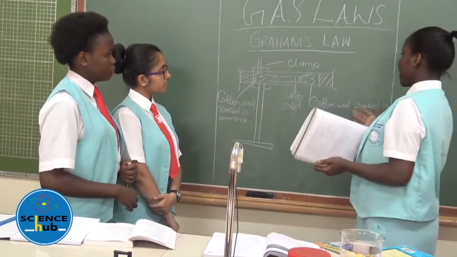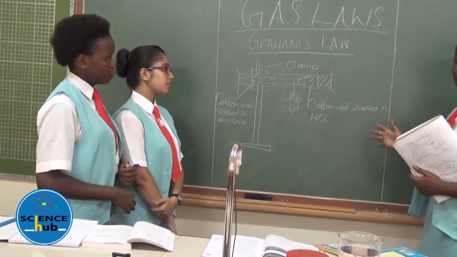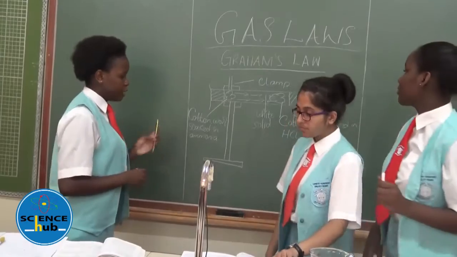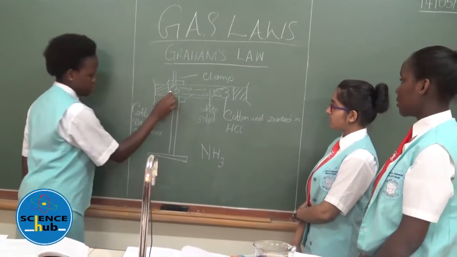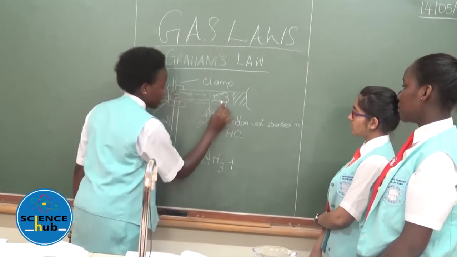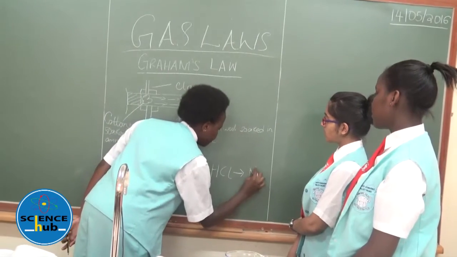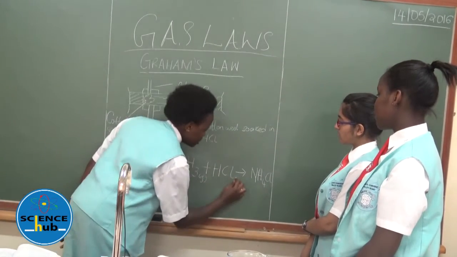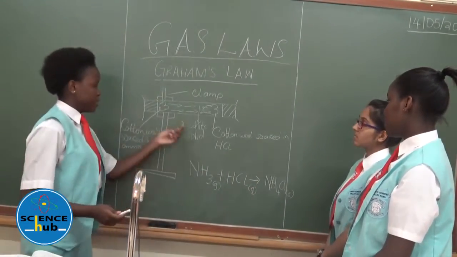So, as we are saying, this one diffused at a slower rate than ammonia. We can say it is denser than ammonia. And the white solid that will be formed is called ammonium chloride. Because the reaction will be: this is soaked in ammonia solution, so it will release ammonia gas. So the ammonia gas will react with hydrogen chloride from the hydrochloric acid to form ammonium chloride. And we put the state symbols. And this white solid that will be formed there is ammonium chloride.